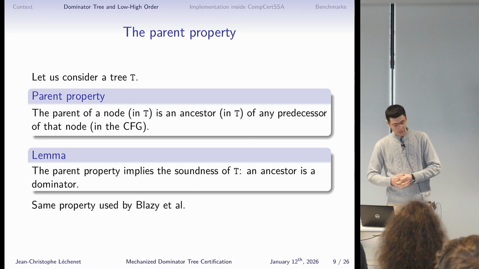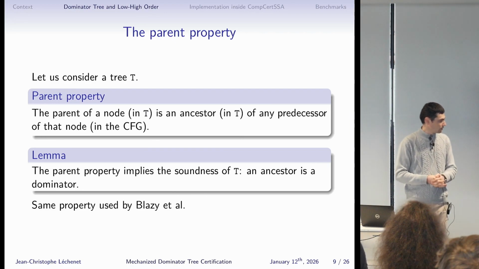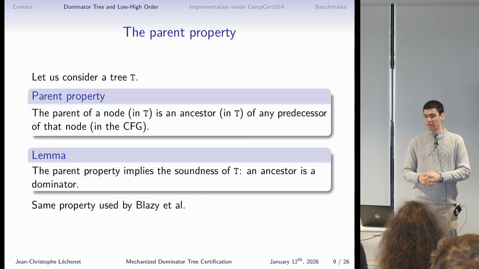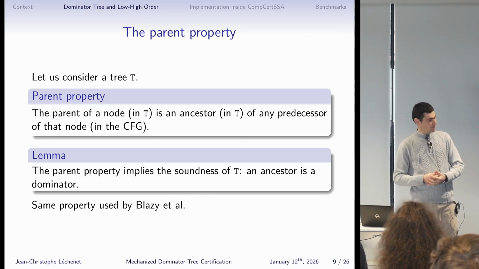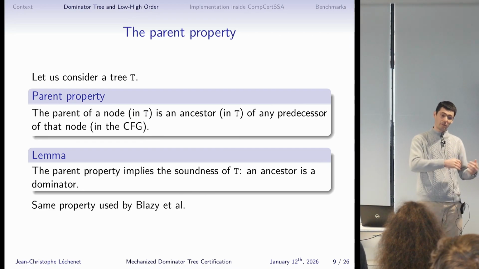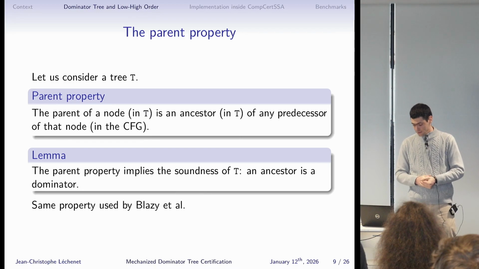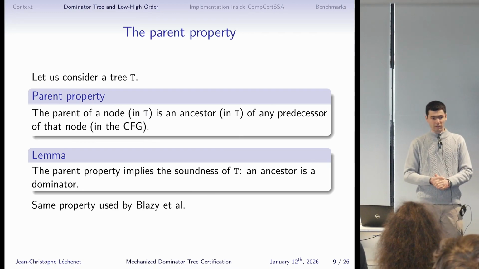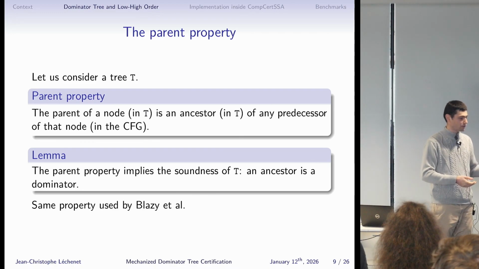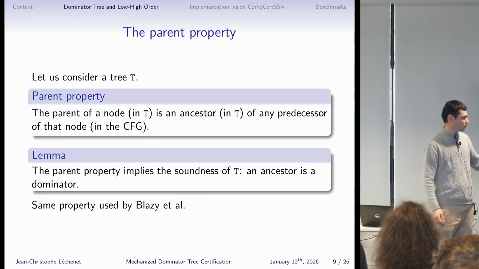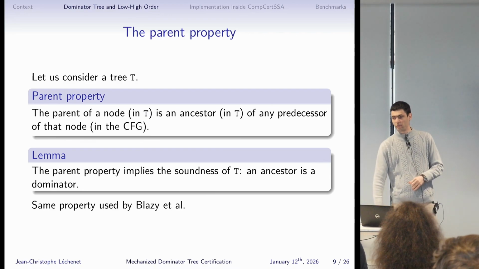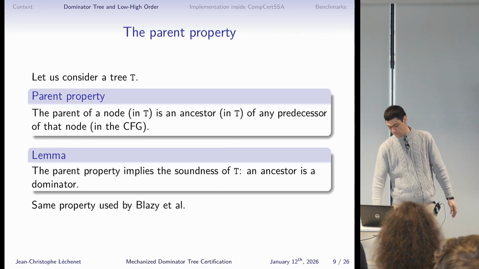So Georgiadis and Tarjan define two properties that need to be satisfied by the tree to be the dominator tree. The first one is called the parent property, and it's like this. It says that a parent of a node in the tree needs to be an ancestor in the tree of any predecessor of that node in the CFG. The main lemma about this property is that it's sufficient for soundness, meaning that if the tree satisfies this property, an ancestor in the tree is a dominator. And actually it's the property used by Blazy et al. in the former implementation inside CompCert SSA.